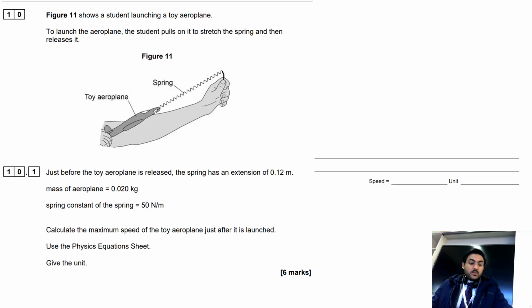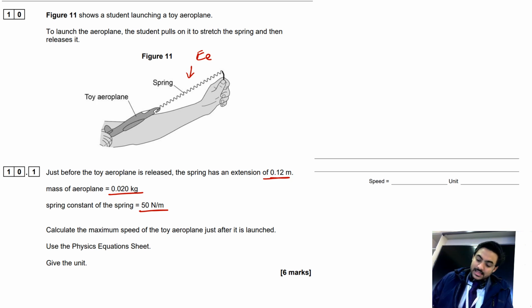Next one, question 10. Figure 11 shows a student launching a toy airplane. To launch the airplane, the student pulls on it to stretch the spring and release it. So when you stretch the spring, the elastic potential energy is stored, and the toy airplane is then fired. I used to have a toy like this. Just before the toy airplane is released, the spring has an extension of 0.12 meters, the mass of the airplane is 0.02 kilograms, and the spring constant is 50 newtons per meter. Calculate the maximum speed the airplane has just after it's launched.